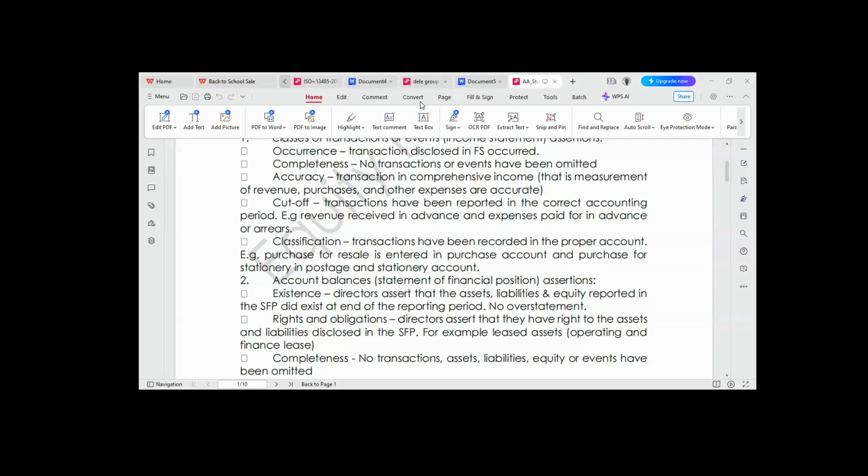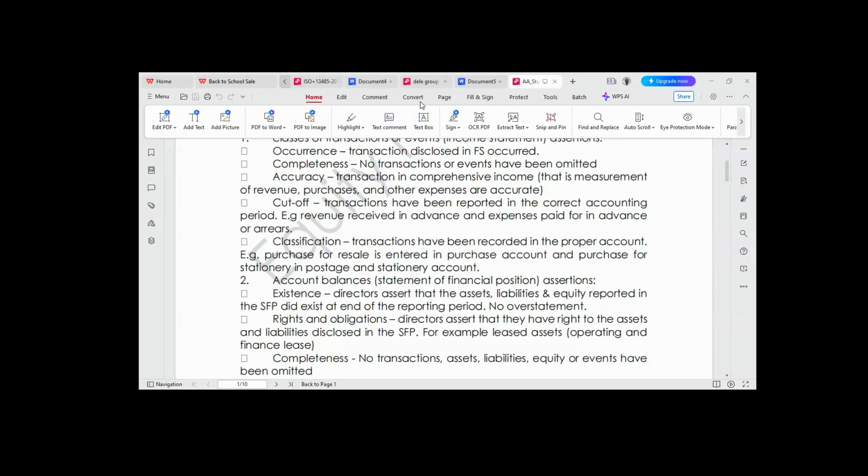For liabilities, the auditor will request for what? Documentation. For instance, if the company has obtained a loan, the auditor will request for the loan agreement to establish that the loan, that liability, actually occurred. Then for equity interest, the auditor will request for the share capital certificate, for ordinary shares or preference shares, whatever shares that they have. That's what the auditor will test for.